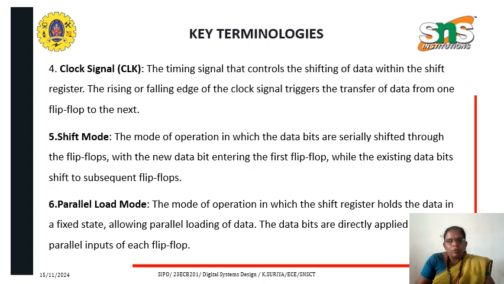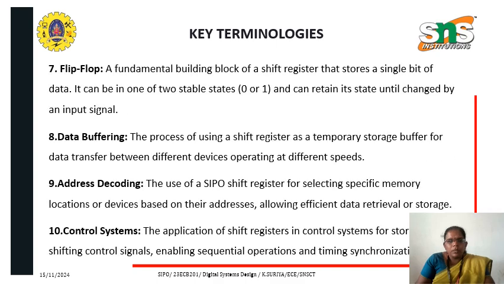Then the parallel mode is a mode of operation in which the shift register holds the data in a fixed state, allowing parallel loading of data. The data bits are directly applied to the parallel inputs of each flip-flop. You know that a flip-flop is a fundamental building block of the shift register that stores a single bit of data. It can be in one of two stable states, 0 or 1, and can retain the state until changed by an input signal. Next, buffering is possible here.